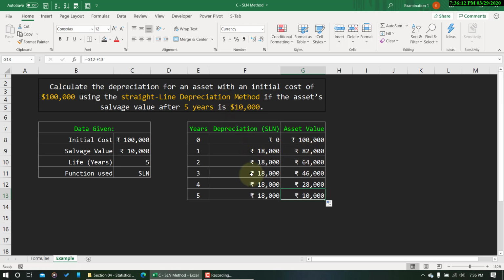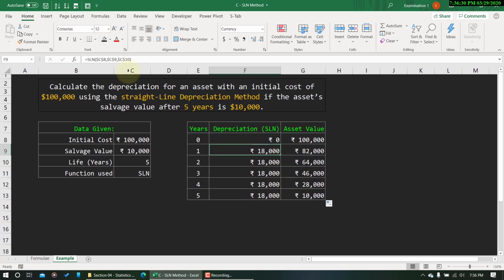That means after 3 years the value of the asset will become 46,000. After 4 years it will become 28,000. After 5 years the value of the asset becomes 10,000, and this is exactly the salvage value as per the given problem. So that means this is the correct calculation.